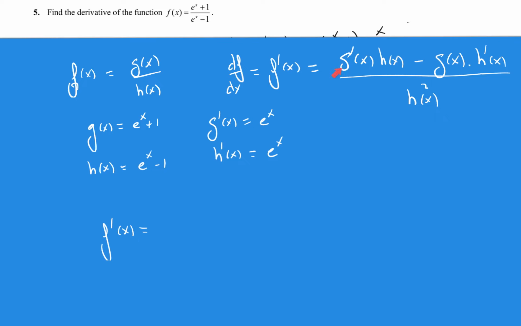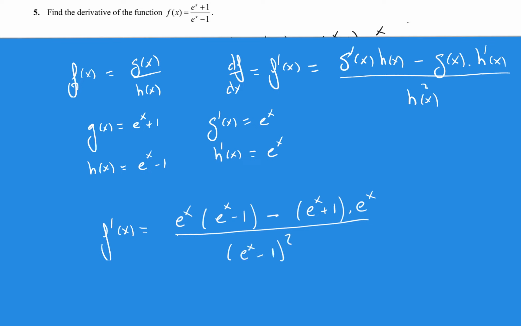So I follow my equation for the derivative of the quotient of two functions. It's the derivative of g. The derivative of g is e to the x, times h of x, which is e to the x minus 1, minus g of x, e to the x plus 1, the numerator, multiplied by the derivative of the denominator, which is e to the x, divided by the denominator squared. The denominator is e to the x minus 1 squared.